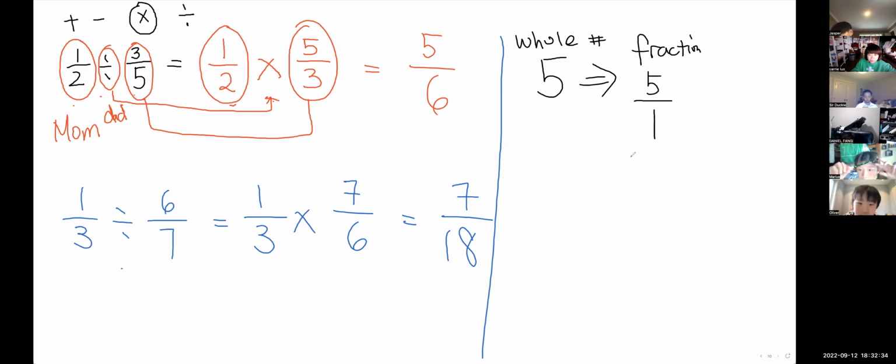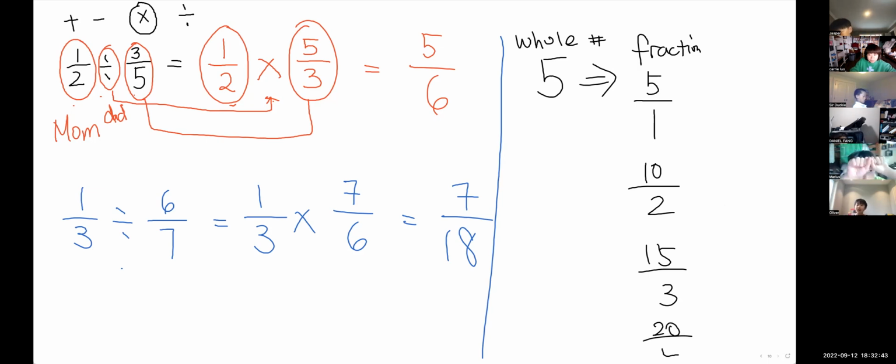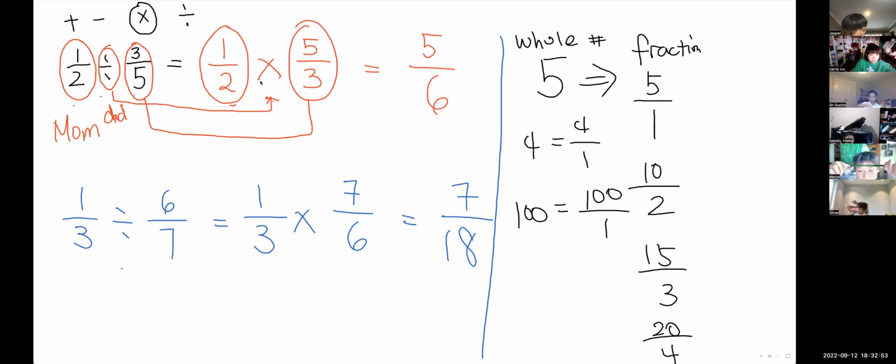That's a trick, okay? And 5 over 1 could also be 10 over 2, right? Or 15 over 3, and 20 over 4. Remember, so how to make 4 into a fraction? 4 over 1, right? And how to make 100 into a fraction? 100 over 1. Okay, so I'm not going to explain anymore because I want to test if this class is smart.